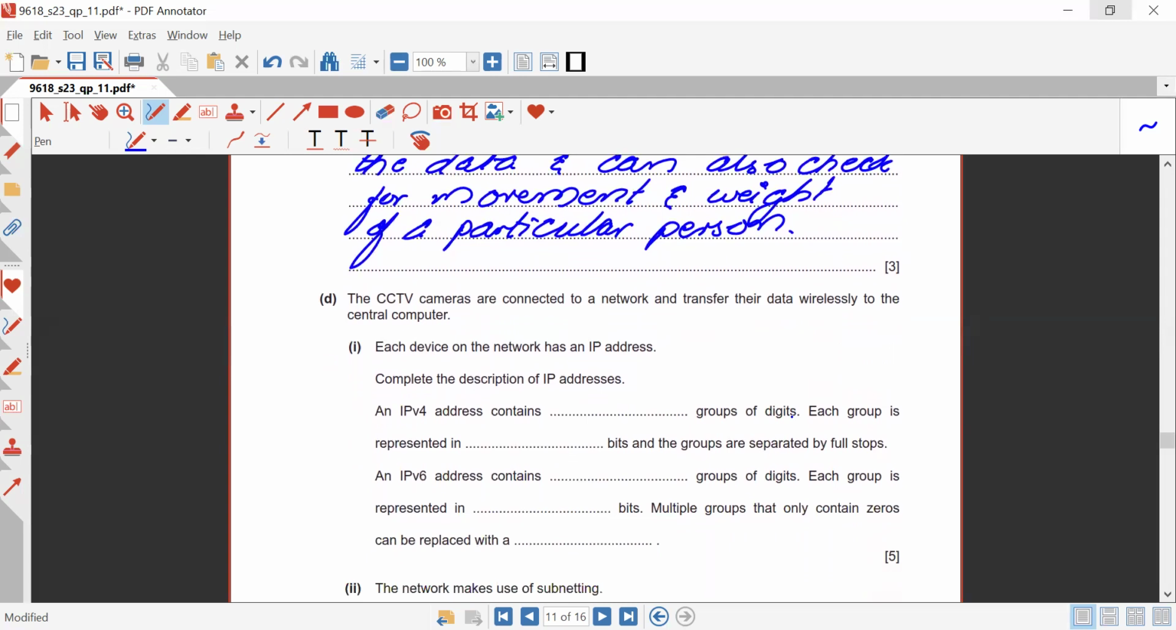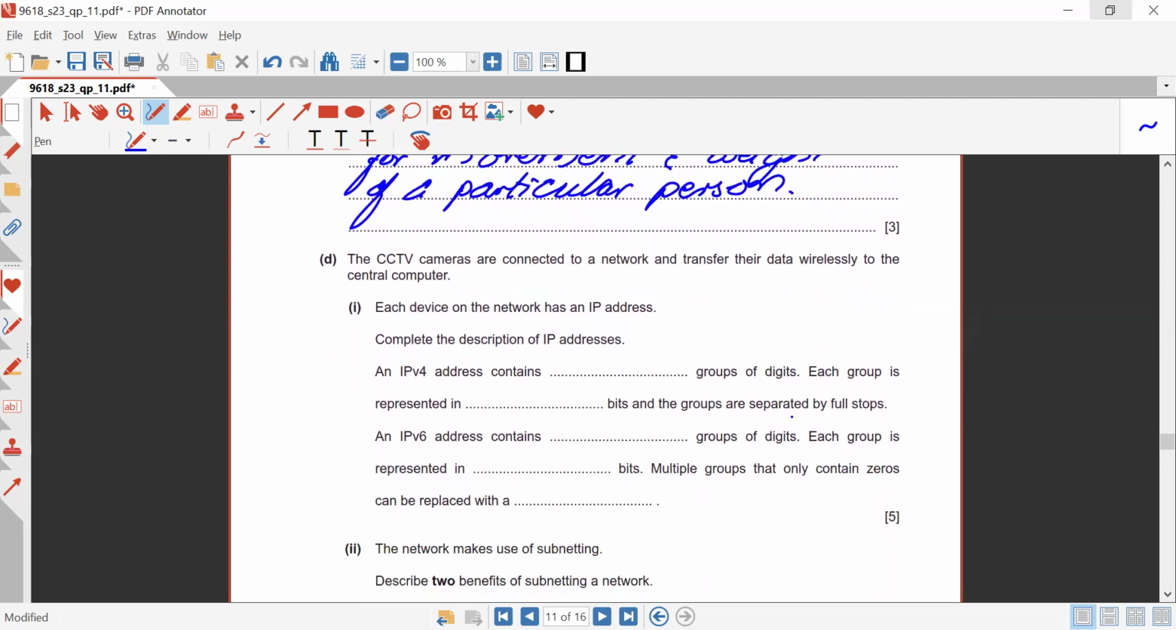Okay, coming towards D part 1. The CCTV cameras are connected to a network and transfer their data wirelessly to the central computers. Each device on the network has an IP address. Okay, now do remember it's a wireless one. An IP version 4 address contains dash groups. So how many groups are there? Having a look at class C, for example, if I say 192.168.1.1, there are 4 groups of digits over there.